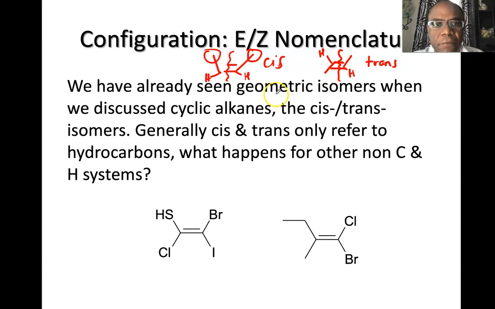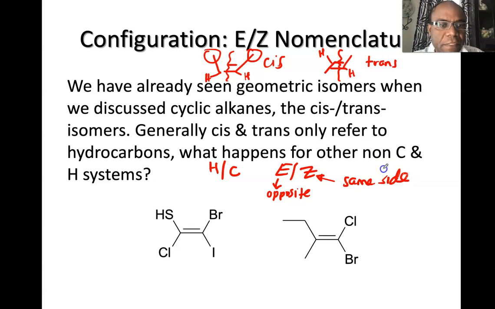But whenever we have other elements on the double bond other than hydrogen and carbon, we have to use a different system for isomerism. So we use E and Z. So for example here, you have halogens and sulfur. Those are different from hydrogen and carbon, so we don't use cis-trans, we use E and Z. E we refer to opposite, Z we refer to same side.